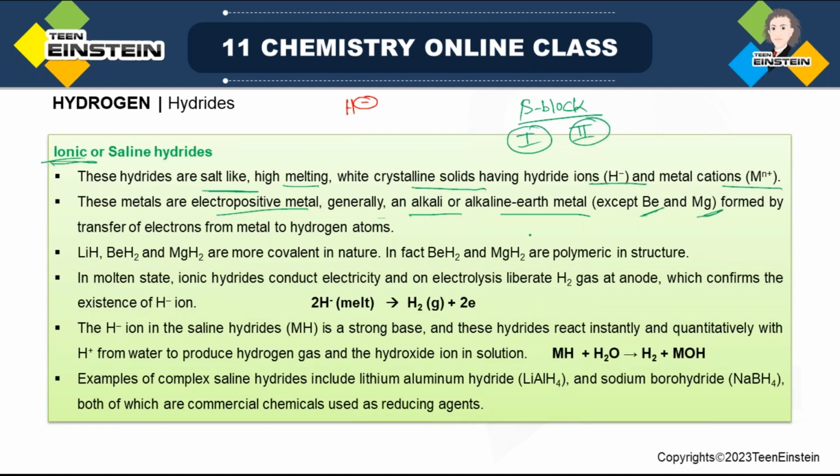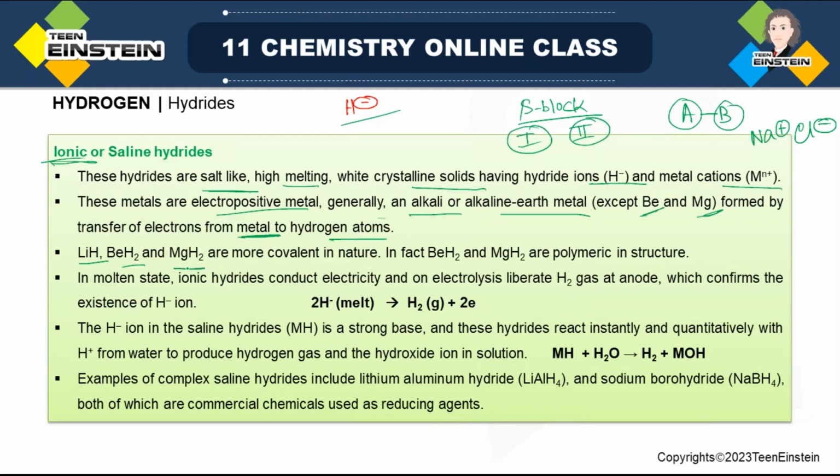So here the alkali or alkaline earth metals transfer electrons from metal to hydrogen. When there is an ionic bond, suppose between A and B, ionic bond means one element has completely lost an electron and the other element has completely accepted that electron. For example, Na plus Cl minus, positive charge, negative charge. In this case also, electrons are donated from metal to hydrogen, and we have H minus.